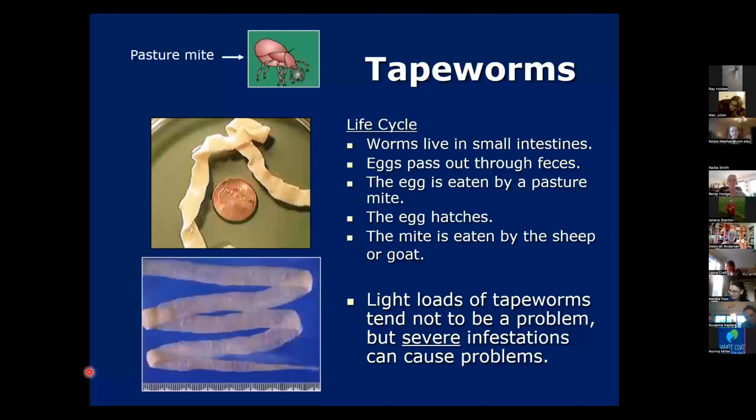Light loads of tapeworms tend not to be a problem. They sort of build up a resistance to them, so you almost never see them in the adults. Tend to see them only in the lambs. And at least where I live, you tend to see them sort of the end of June into July, showing up in the lamb manure. But you can have heavy loads, and that can cause problems.